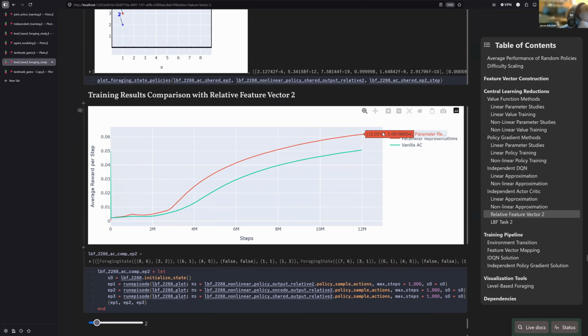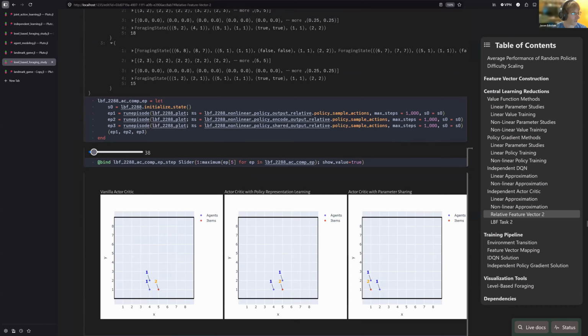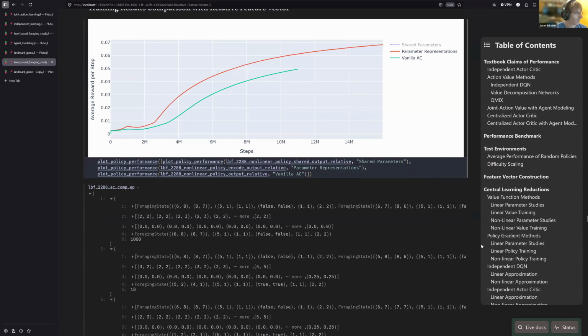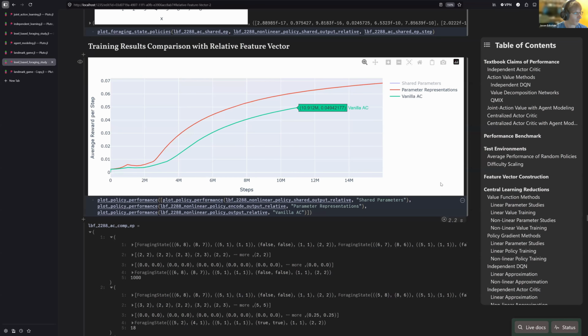Let me see, is this also fewer training steps? So this capped out, its performance maxed out after about 12 million training steps. And here this has taken longer, although the performance is a little bit higher. But that's for the vanilla actor critic.